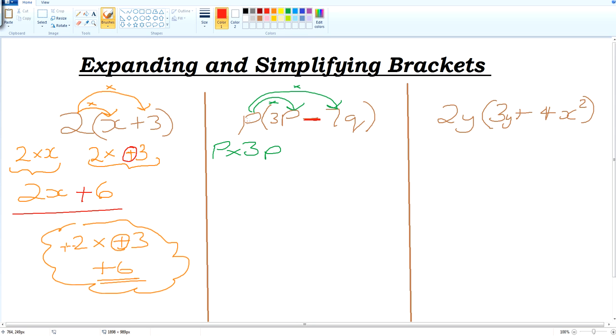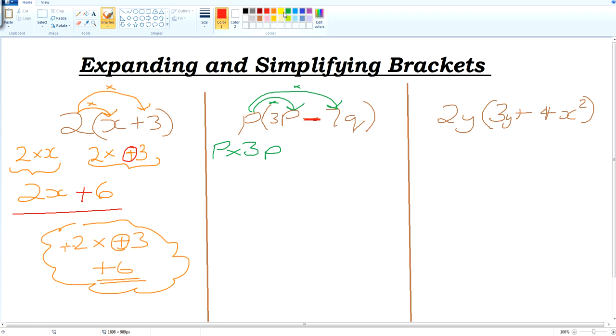So when we do p times by this item here, what does it become? How do we say it? Is it p times by 7q? No, it's p times by minus 7q. The sign in front of the second part is absolutely important. If you miss it out, the question will not be correct. So we say the next part.